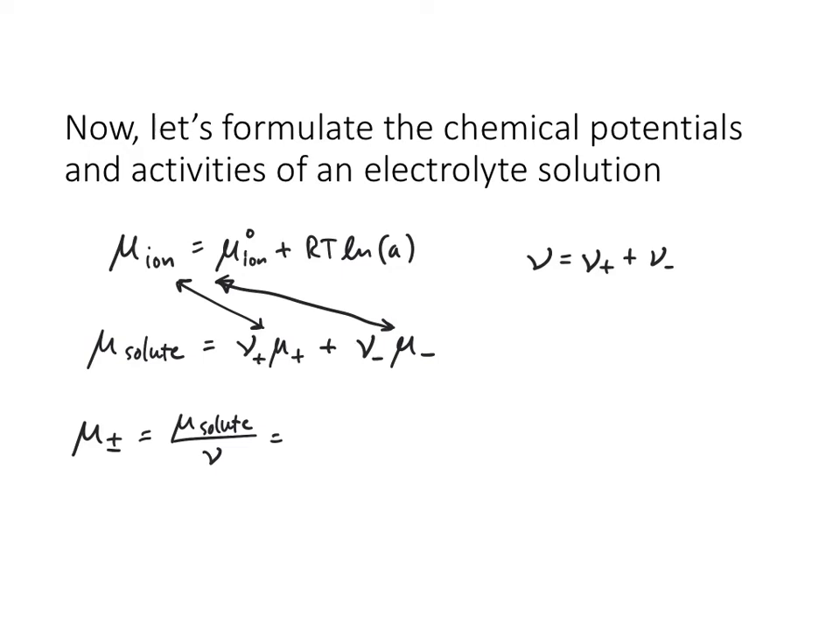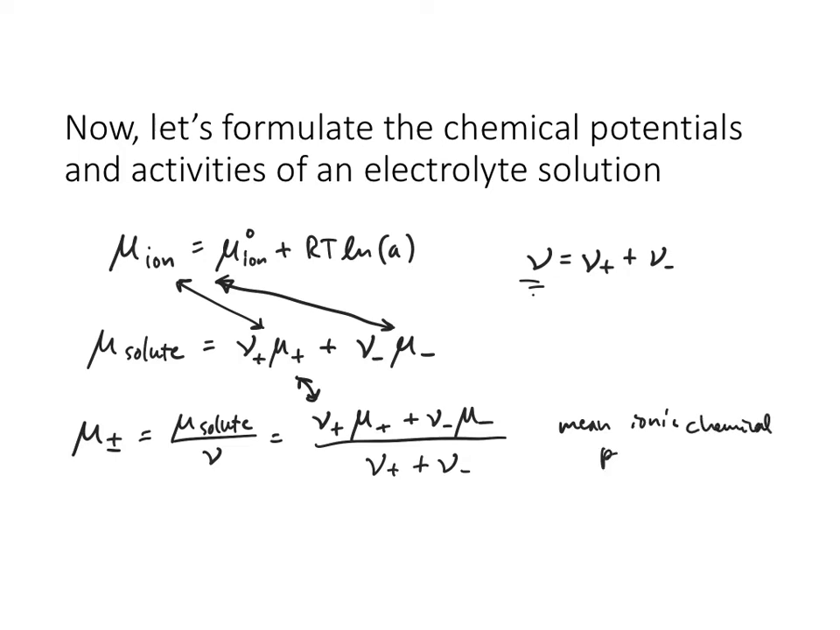Okay? It's going to be the nu plus mu plus, I'm taking this from up there, by the way, plus nu minus mu minus. And then down here we have that nu right there, so we get a nu plus plus a nu minus. And this is called the mean ionic chemical potential.